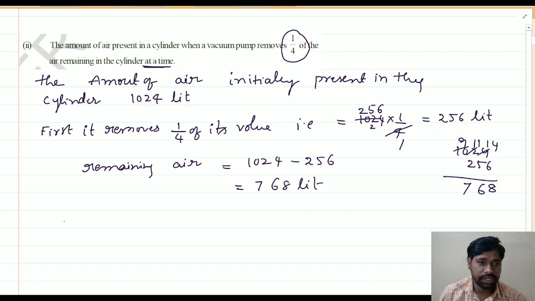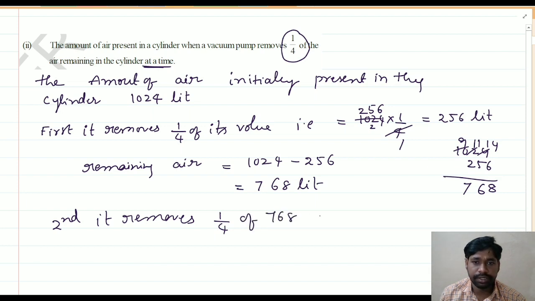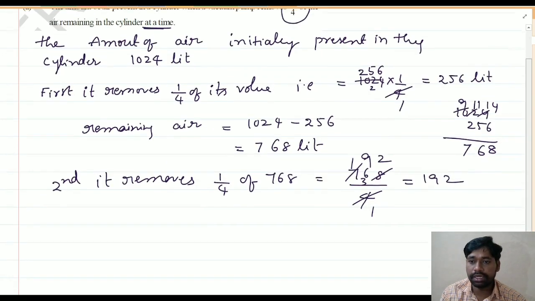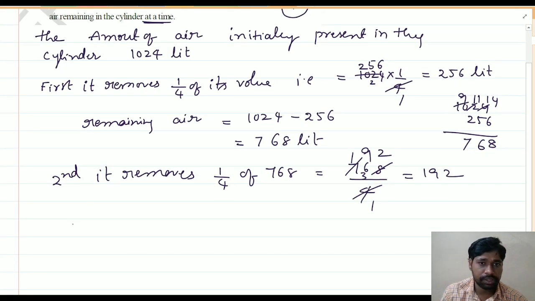Next, second time, it removes 1 by 4th of the volume, that is 768 by 4. 4 ones are 4, 3 left, 36. 4 nines are 36, 4 twos are 8. So 192 is removed. So the remaining air present in the cylinder you can easily calculate like the previous step.